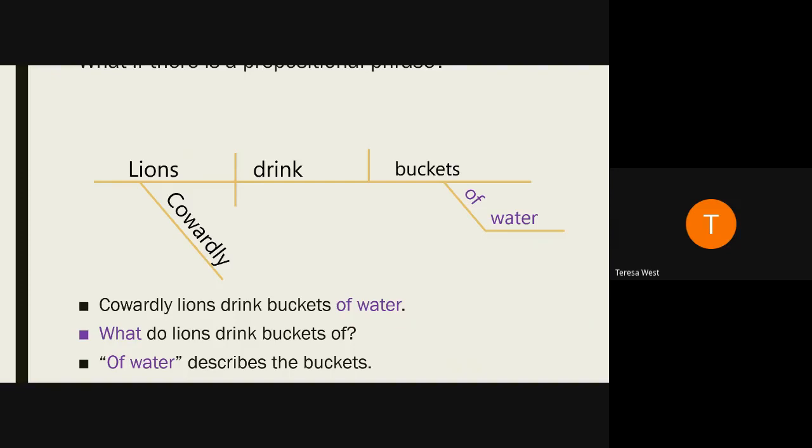So cowardly is coming off of lions. Lions drink. Lions is our subject. Drink is our verb. Buckets is our direct object because they're drinking buckets. What do they drink? Drink buckets. Of water is modifying buckets. So notice that the preposition of is written on the diagonal line, and water is the noun on the horizontal line connected to of. Try a different prepositional phrase.